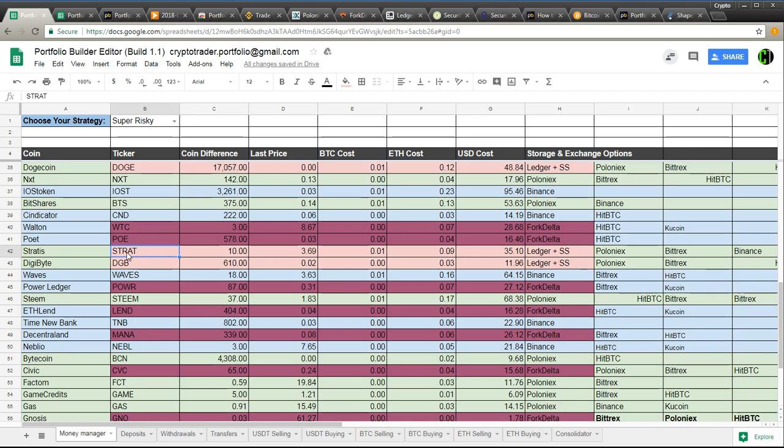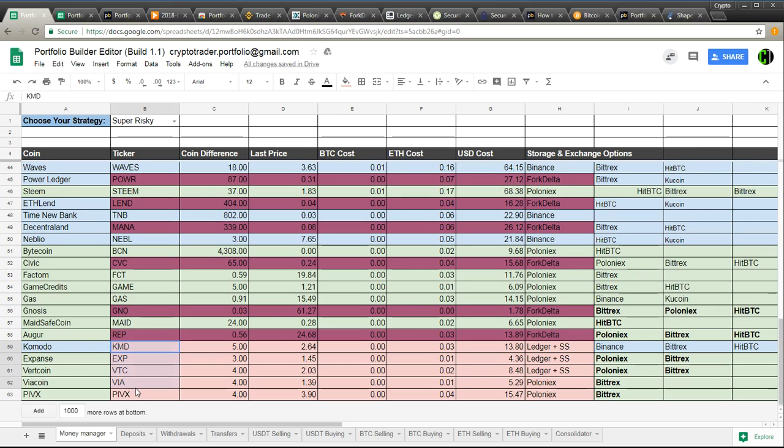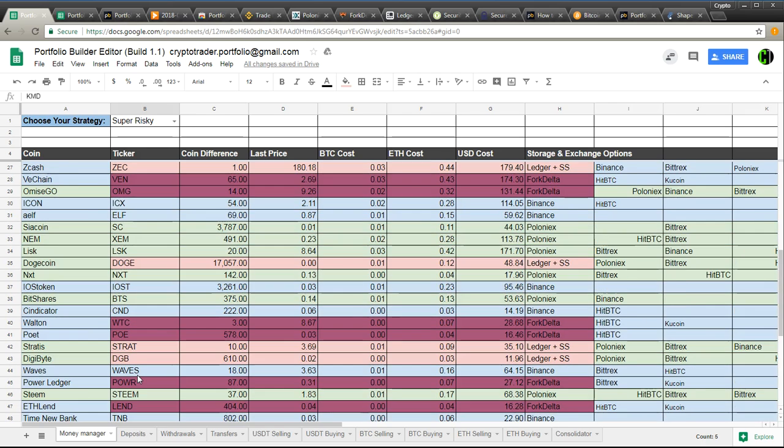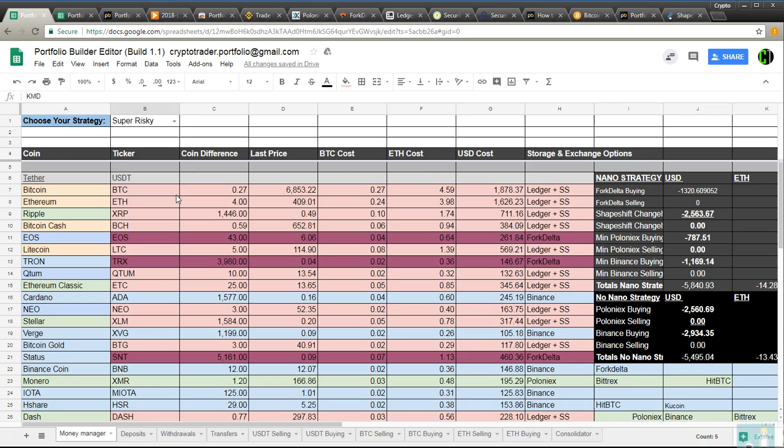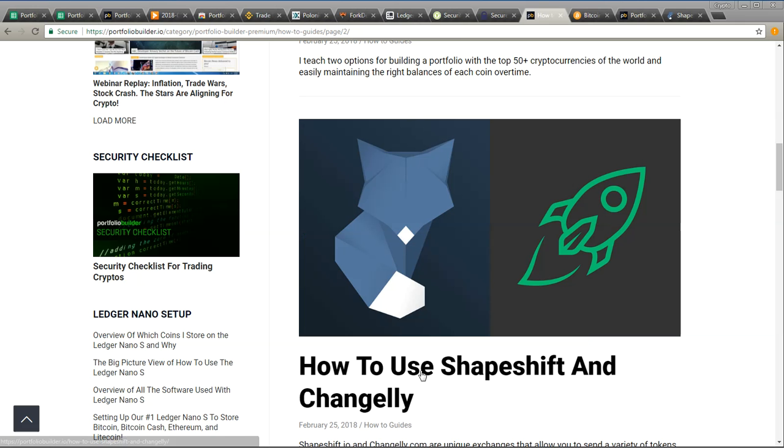Dodge, Stratus, Digibyte, and then this pack of 5 down here. So these are all coins that meet 2 qualifications. I can trade them on the Nano Ledger S, plus I can easily adjust how many coins I have of each through Shapeshift. And right here in the page 2 of the how-to guides is the how to use Shapeshift and Changely. Very similar website, has a few different pairs that does the same thing to basically manage our portfolio without a centralized exchange.